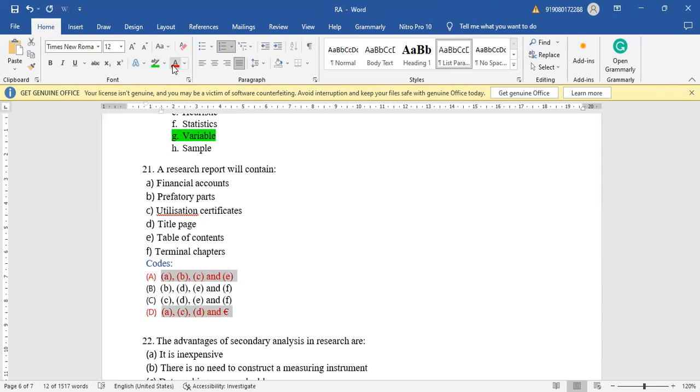Okay, then we need to find out D, E, F is perfect. Title page, table of content, terminal chapters. B, sir. Answer is B. Utilization certificate, no. Prefactory parts will be there. What is that? Prefactory parts, like section wise, like introduction. It's like a systematic study.